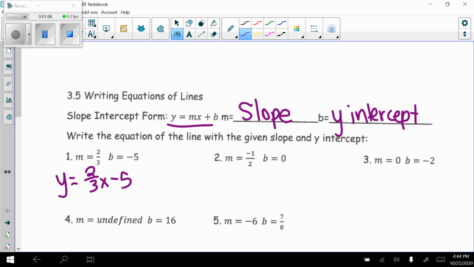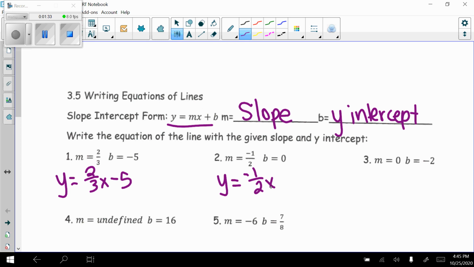Number 2, the slope is -1/2. The y-intercept is 0. So again, y equals, replace m with -1/2 and then x. And then my y-intercept is 0. I do not have to write plus 0. So my equation is simply y = -1/2 x.